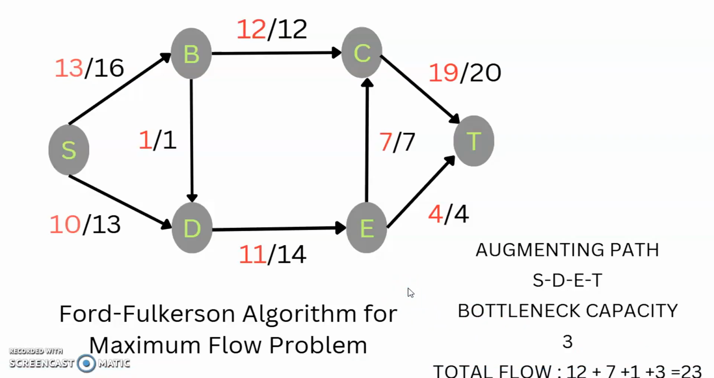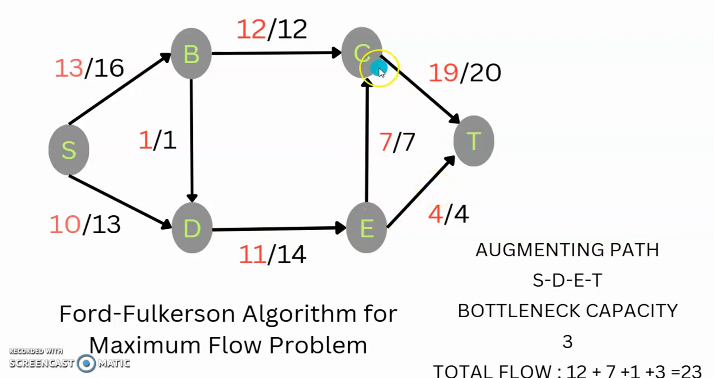And also you should verify the diagram by calculating that the incoming value to a particular node should be equal to the outgoing value of that particular node. For example, if we take B, what is the incoming value? 13. So outgoing value 12 plus 1, 13. For example, if we take D, what is the incoming value? 10. This side 1, so 11. So incoming value is 11, so outgoing value is 11. For example, E, the incoming value is 11. So this side 7, this side 4, it will become 11.